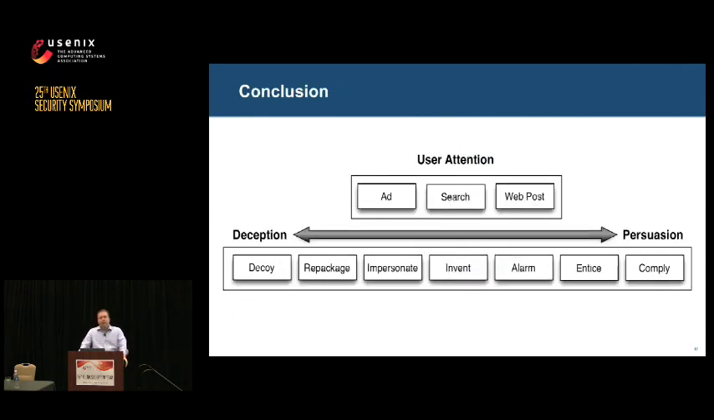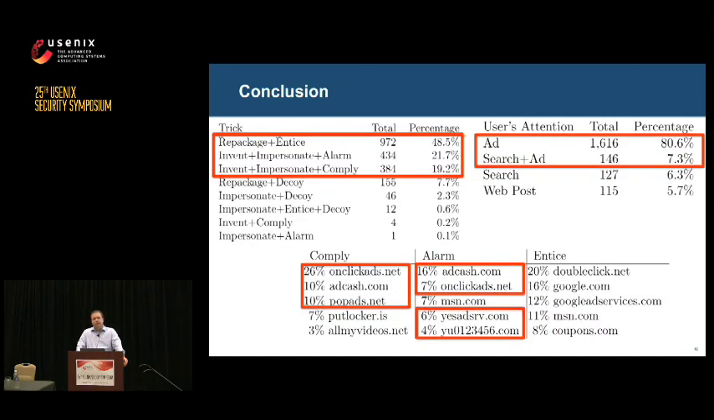All right, so in conclusion, I discussed our classification system and how attackers gain the user's attention, and then the deception and persuasion techniques they use to get the user to download and install malicious software. And I gave some examples of each of these. And then we looked at measurements to see the popularity of the different techniques. And we also performed some measurements that would allow us to detect attacks in the future.